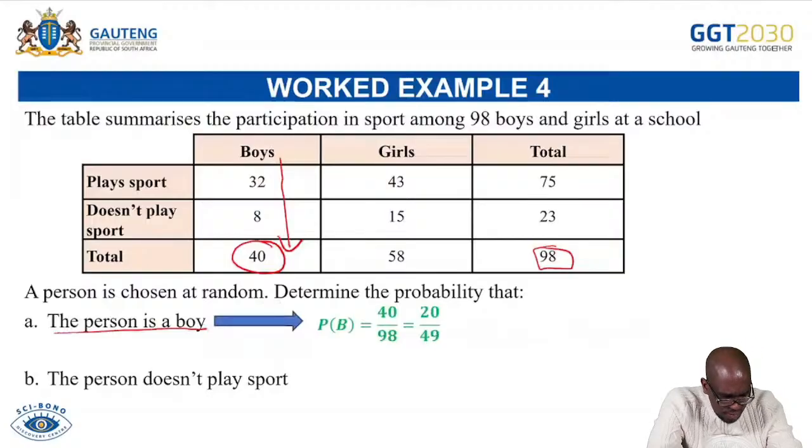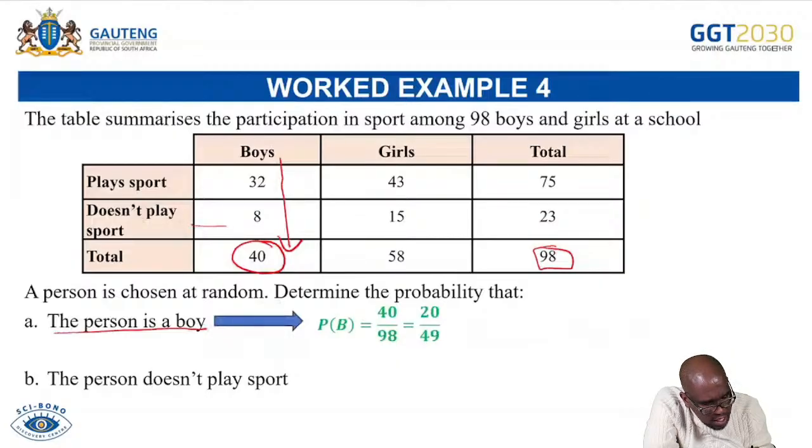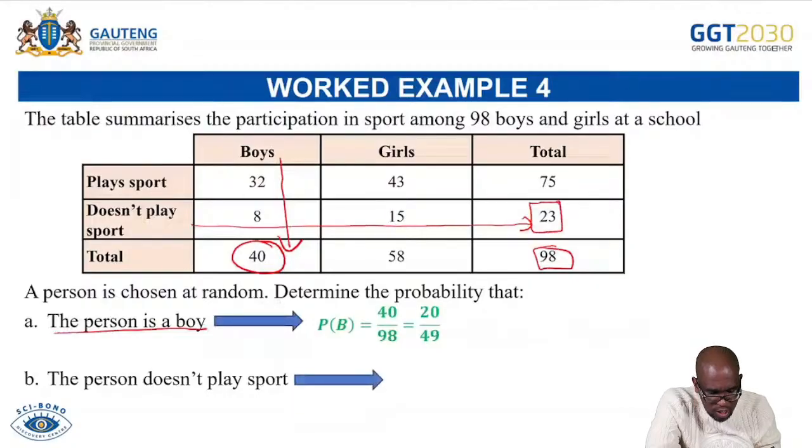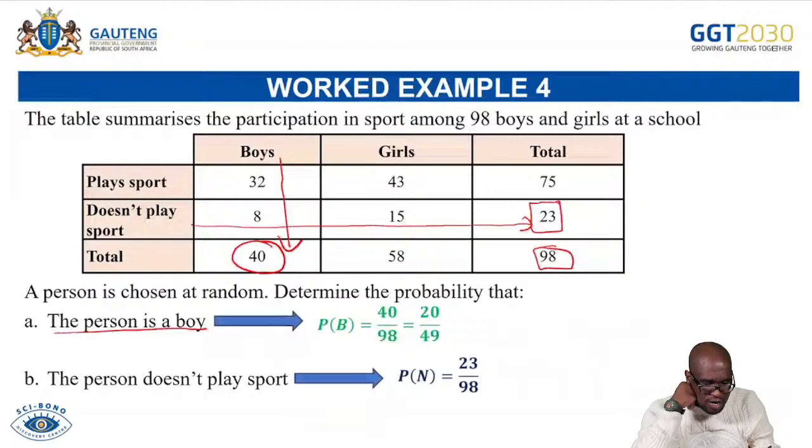Next, the person doesn't play sport. We see this is "doesn't play sport." They did not specify the gender. So we are going to be looking at "doesn't play sport." You can see the total here for those that do not play sport is 23. So we are going to be taking "doesn't play sport" as 23 divided by 98.